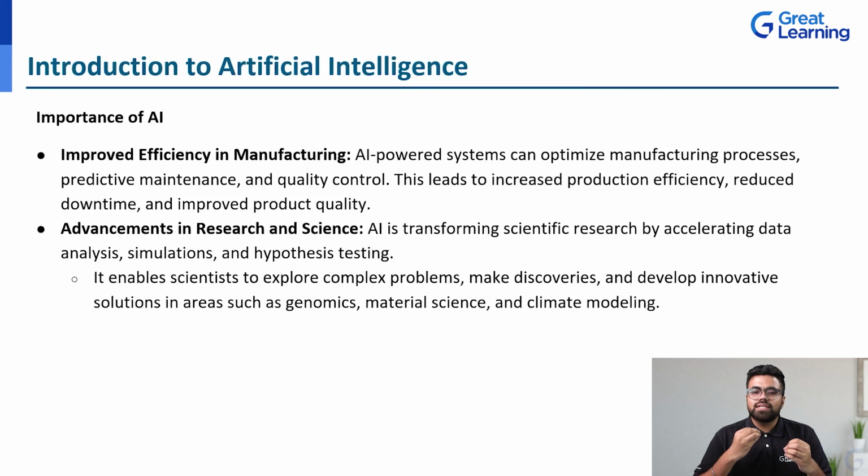Now, the advancements in research and science. AI is transforming scientific research by accelerating data analysis, simulations, and hypothesis testing. It enables scientists to explore complex problems, make significant discoveries, and develop innovative solutions, right? In material science and climate, how global warming is affecting and changing things, all these patterns can now be analyzed by computers using artificial intelligence.